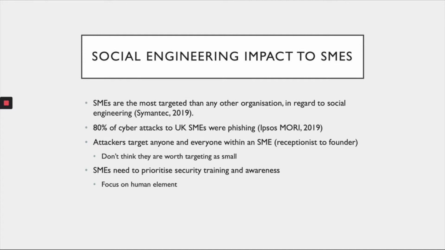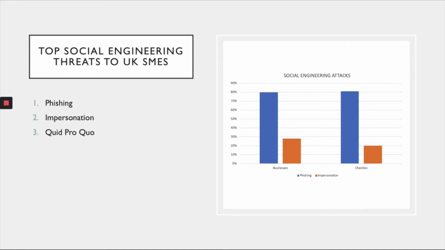The social engineering impacts to SMEs are as follows. SMEs are the most targeted of any organisation in regard to social engineering attacks. 80% of cyber attacks on UK SMEs were phishing in 2019. Attacks target anyone and everyone within an SME, from the receptionist to the founder of the business, as they don't think they are worth targeting as a small business, so they feel they don't need as many measures in place, but actually they are more vulnerable. SMEs need to prioritise security, training and awareness, and to focus on the human element. The top 3 social engineering threats to UK SMEs are phishing, impersonation, and quid pro quo.